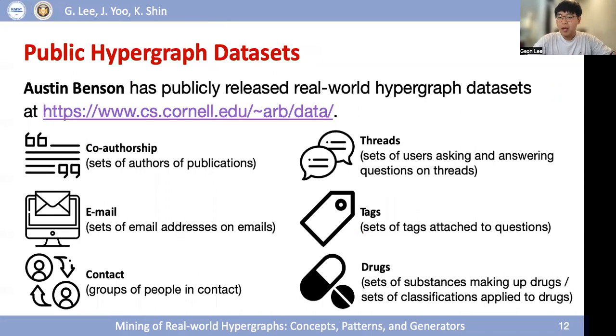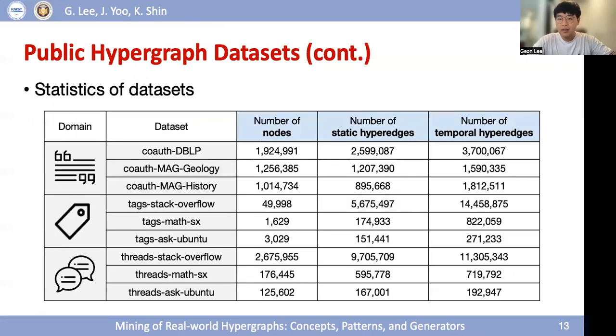And fortunately, there are many real-world hypergraph datasets from various domains, including the examples that were shared in the previous slides. For example, a set of email receivers can be modeled as a hyperedge, and sets of substances that make up drugs can be represented as a hypergraph. And these datasets are publicly released by Austin Benson from Cornell University. And these are the basic statistics of the datasets.